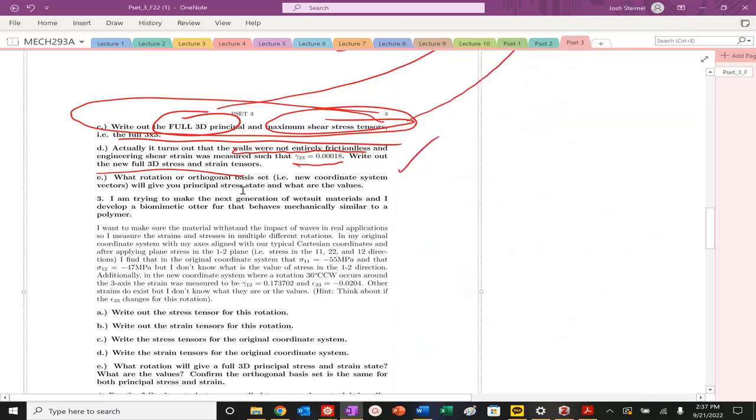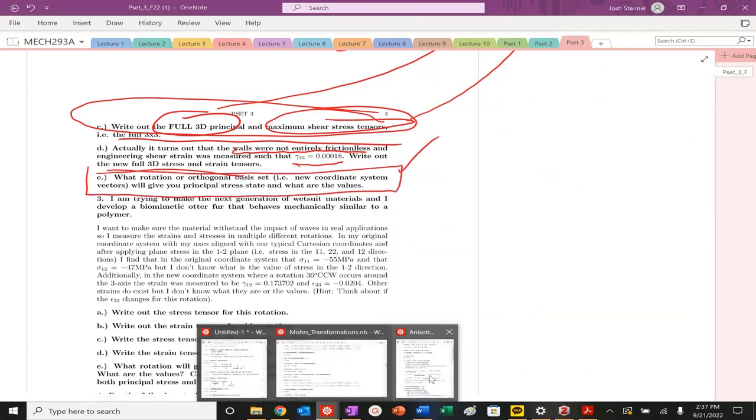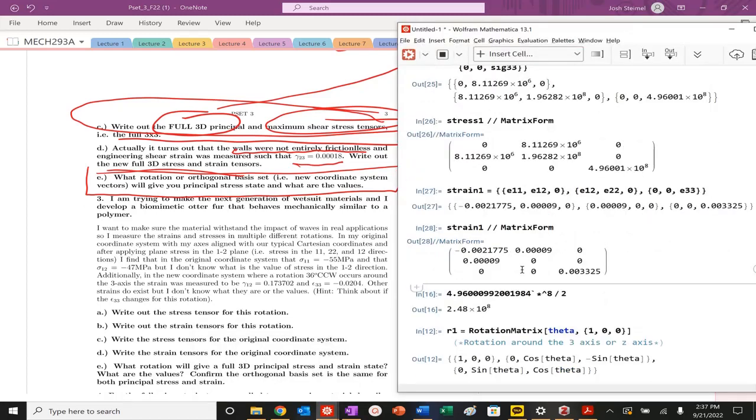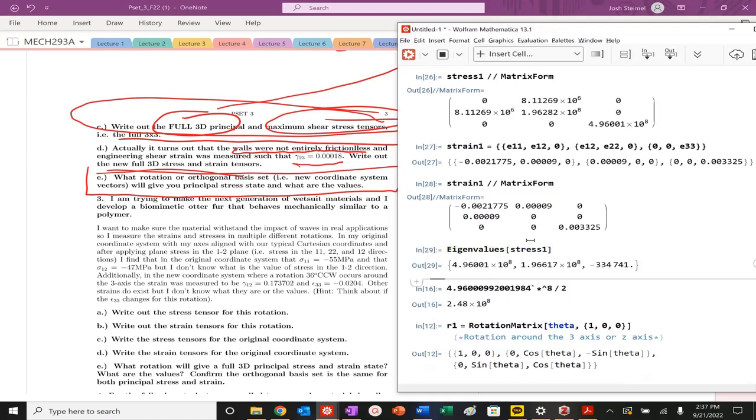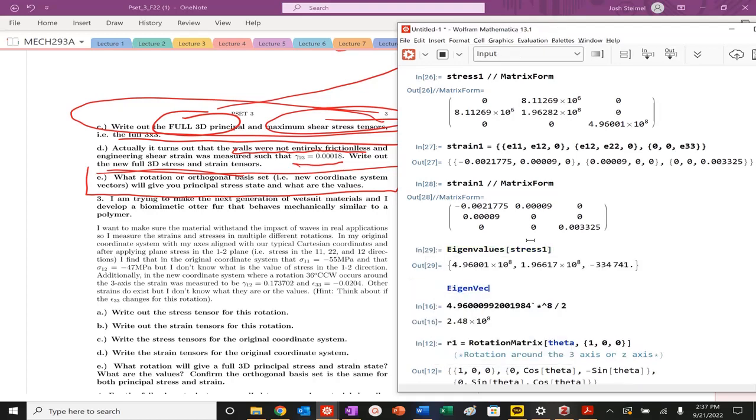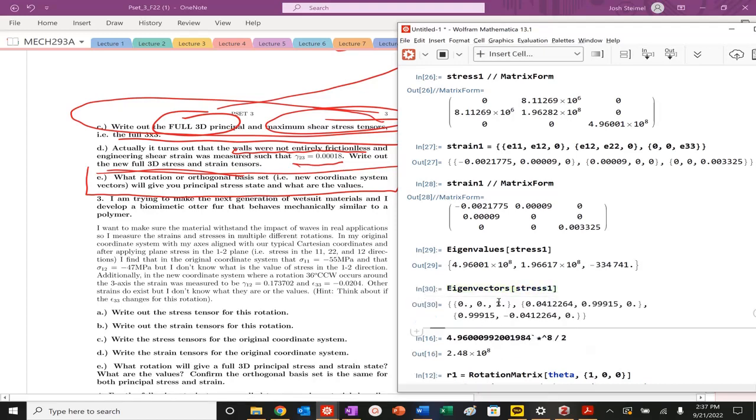And what rotational orthogonal basis set, new coordinate vectors, will give you the principal stress state? What are the values? This can be done if you have the full 3D tensor via eigenvectors and eigenvalues. So eigenvalues, those are my principal stress values for this particular one that I've worked with. And eigenvectors, i.e. your new basis set, are going to be given right here. So remember, these eigenvectors are your new orthogonal basis set.